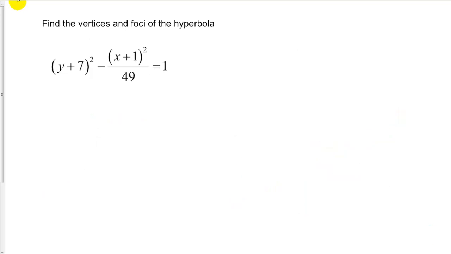In this example, you'll notice that I only have one term with a denominator under it, so the first thing I'll do is put a denominator of 1 under the second term, and let's identify the center, which is at (-1, -7). Mark that as a center. Have an a value of 1 and a b value of 7.